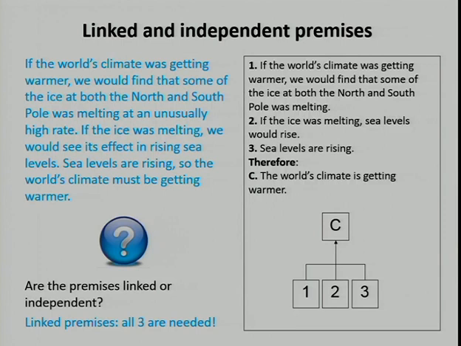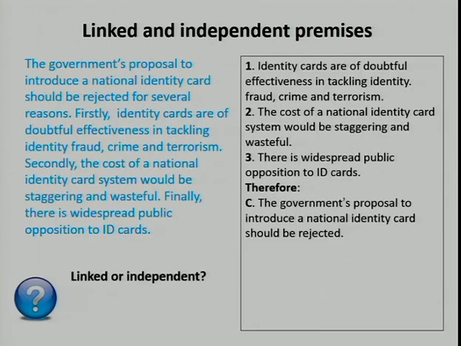You'd need a fourth premise that says the only way sea levels would rise would be if the ice is melting. Or two could be if and only if the ice is melting. Good, good. I have correctors out there. That's good. But they're linked. For now, the message is they're linked. If it's going to work, we need them together.